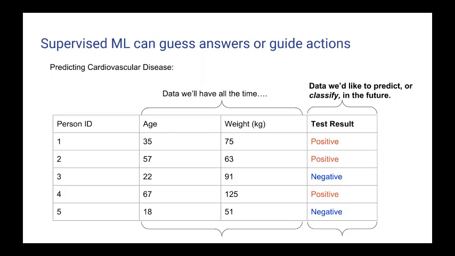Supervised machine learning basically all works this way. Let's say I have a bunch of examples of people. In this case, I have everybody's age and everybody's weight. And implicitly a whole bunch of other stuff, all of their statistics. And then there's this data that I'd like to predict or classify in the future. You know, in this case, well, if I tested you for cardiovascular disease, would you be positive or negative on that test? And so what I'd really like to do is come up with some kind of model.